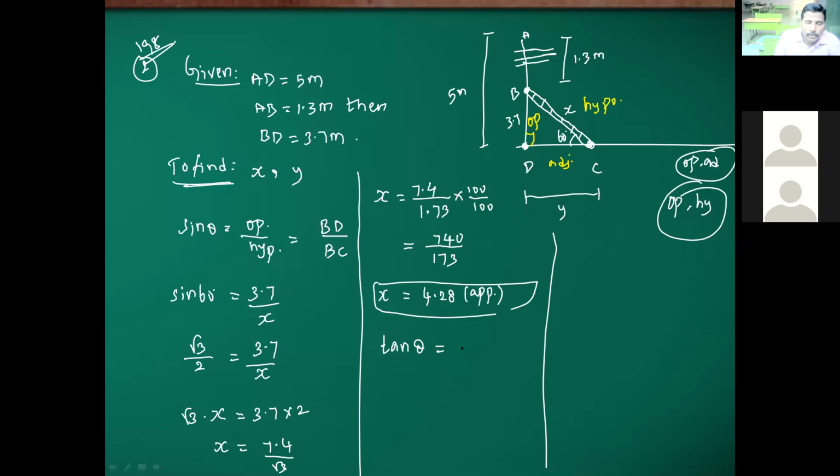Let's go with this. So tan theta equals opposite divided by adjacent. Now what is the angle? 60 degrees. Opposite is 3.7. Adjacent we need to find, that is y. The opposite is BD and the adjacent is DC. I mentioned the names from the right angle triangle for those who need them. Now let's go further. Tan 60 is root 3, which is equal to 3.7 divided by y.